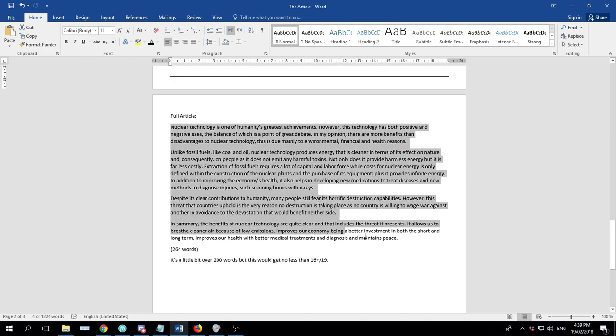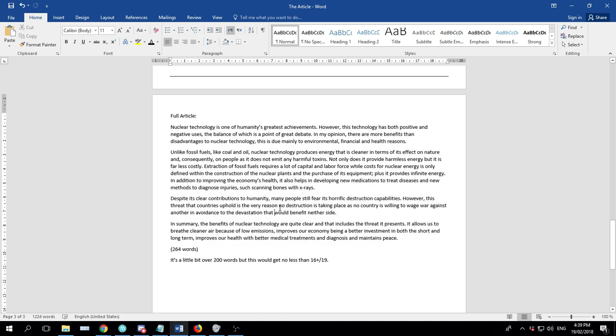So this is the full article. It's about 264 words. It's 263 excluding the piece. This would take 16 out of 19, or even higher, I think. But I'm judging like that because I think it still has much more room for improvement when it comes to transitions, a variety of grammatical structures, and the vocabulary itself could be more complicated.